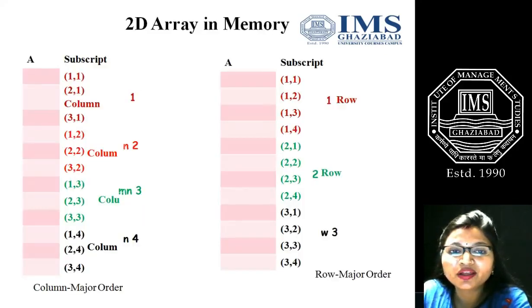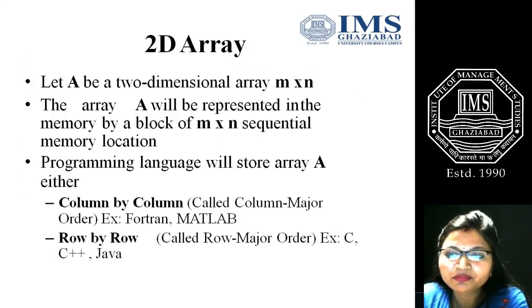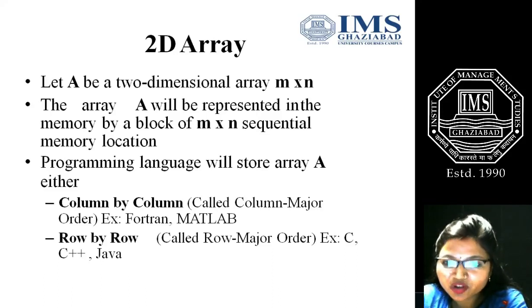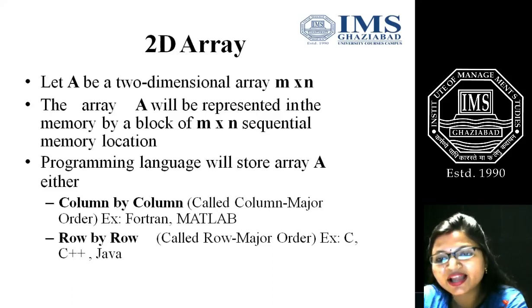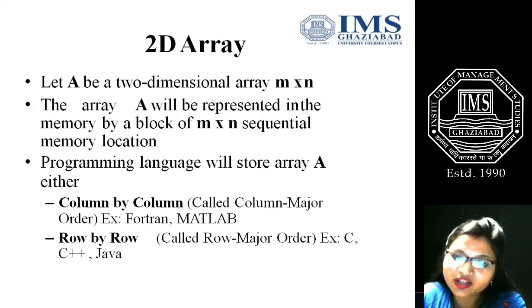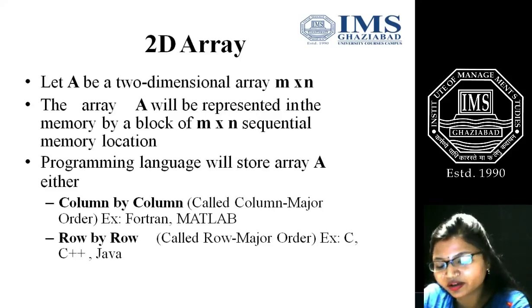What do we mean by column major form? It means the elements of the array are stored in sequential memory locations. In column major form, first the elements of the first column get stored, then the elements of the second column, then the elements of the third column. Same is the case with row major order. In this, first the elements of the first row get stored, then the elements of the second row, and then the elements of the third row.